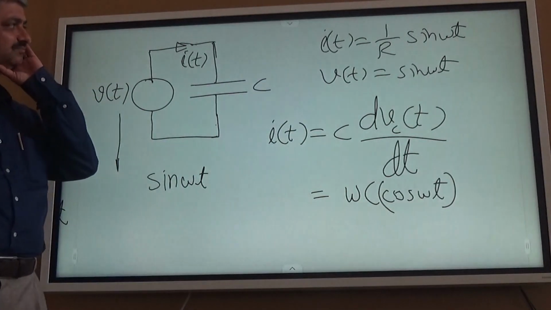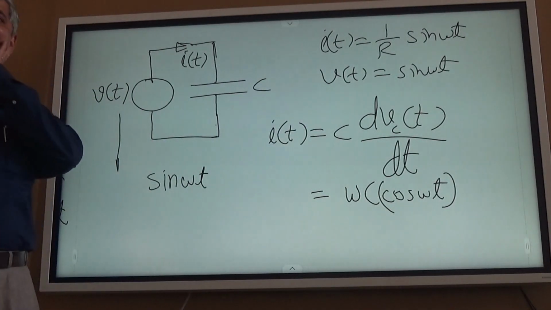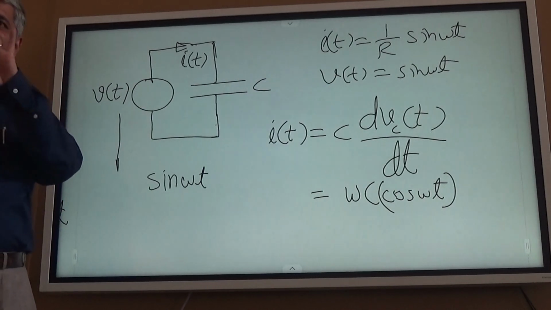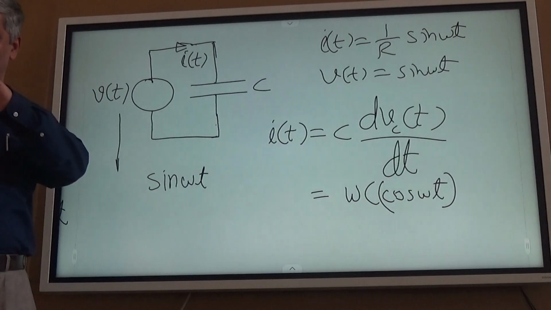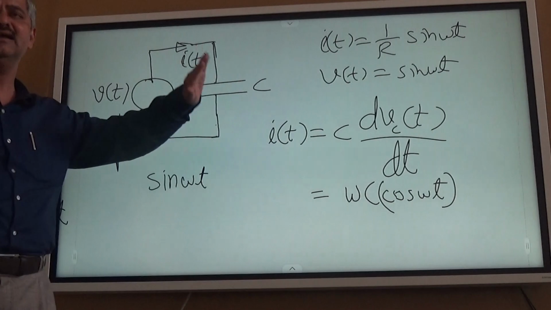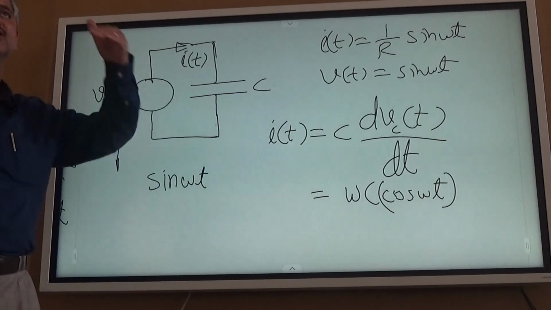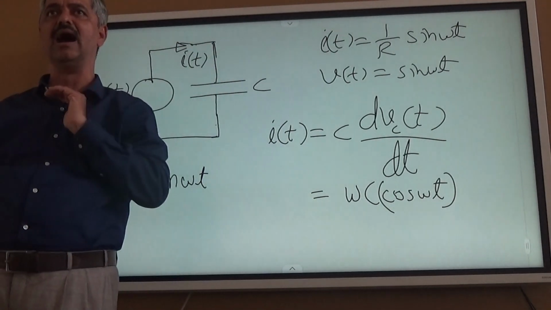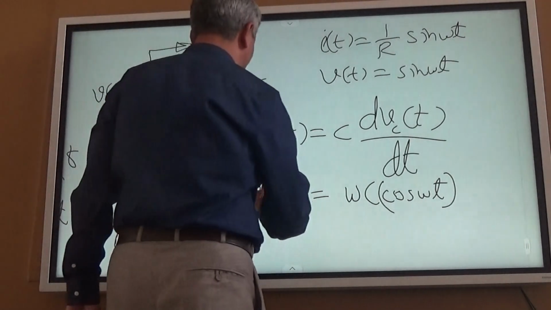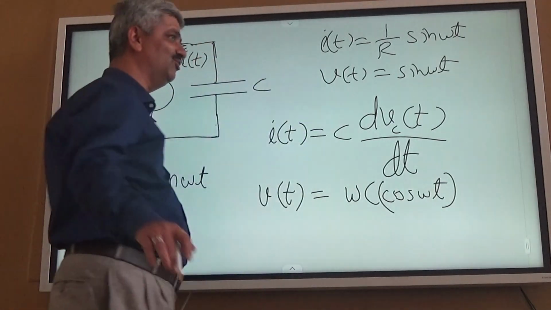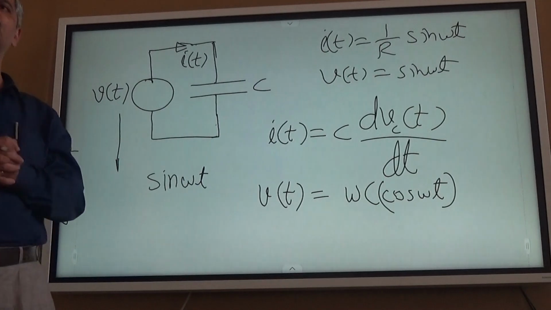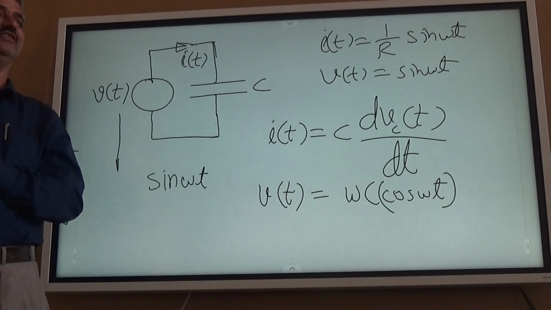Then Vt by It is R, right? Vt by It is R because Vt is sin omega t and It is 1 upon R sin omega t. So Vt upon It is R. Now, I am asking a very interesting question. I don't know whether few exceptional thinkers have thought in that way. So what would be Vt by It for this case?